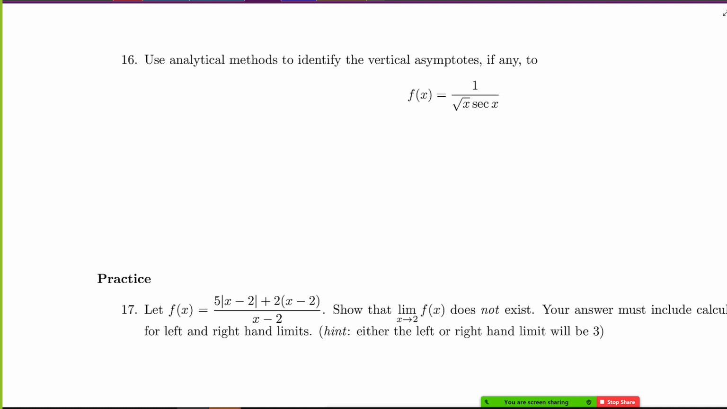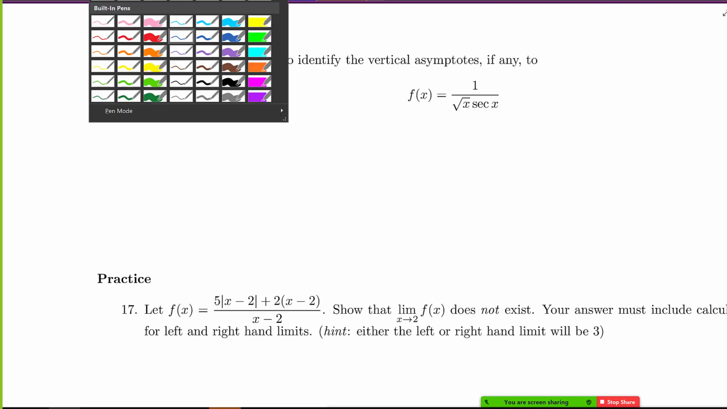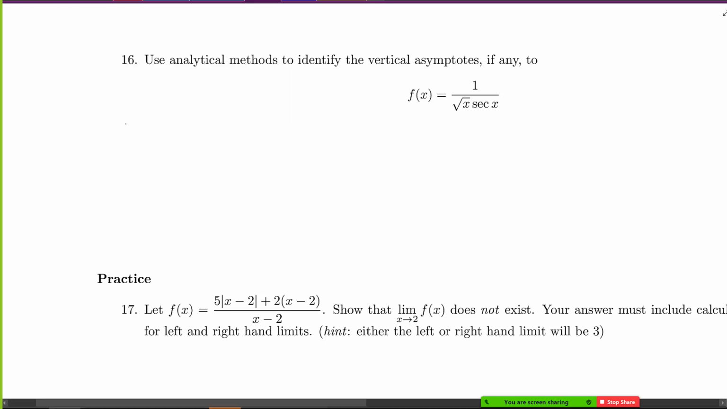So what we're looking at, we've got this function here, and we want to know where it may have vertical asymptotes. Vertical asymptotes arise from places where the function is undefined and it behaves in a particular manner around that point. So before we can even answer that question, we need to answer the question, what's the domain of this function? So let's take a look at that. What is the domain of f?